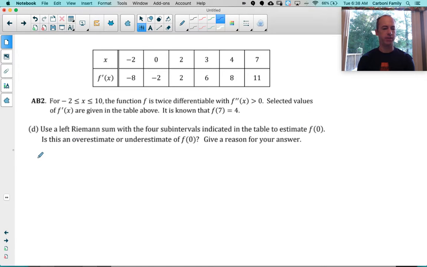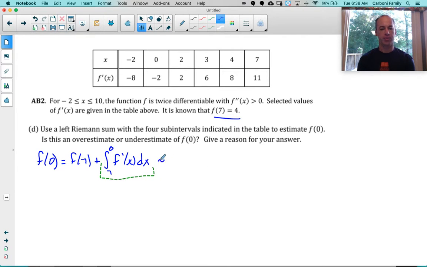So f of 0, okay, what I'm going to do, because I have f prime and I have an initial condition, f of 0 is going to be f of 7 plus the integral from 7 to 0, and it is okay to go from right to left, of f prime of x, and that is your net change theorem. And the Riemann sum is going to approximate this guy.